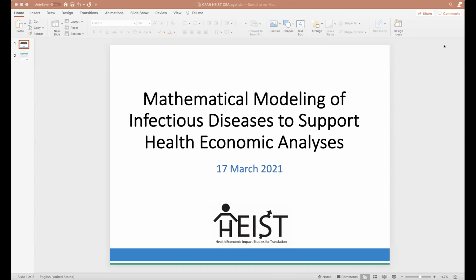Second of 3 workshops. The session today will focus on mathematical modeling of infectious diseases and how that modeling can support health economic analyses.